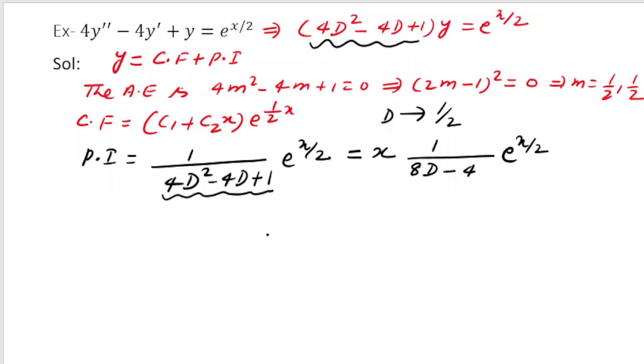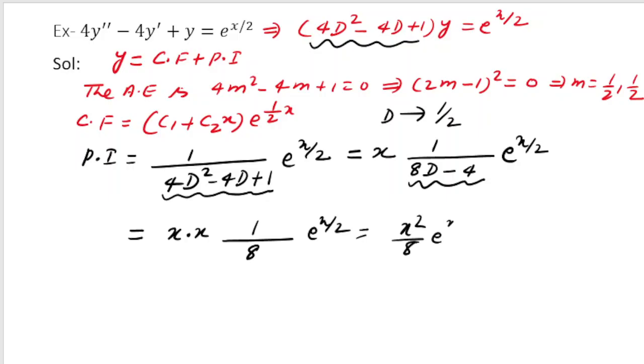Now note one more time that in this case also, if you put D is equal to 1 by 2, you will get 8 into 1 by 2, that is 4, minus 4, so you will again get 0. So you can't again replace D by 1 by 2. So you have to repeat the same process. You have to multiply by x again in the beginning. So x is already there, we multiplied by another x, and then we repeated the same thing. We are going to differentiate this, so I'll be getting 8 e to the power x by 2. Now we already have got rid of the differential term. So what we got is x square by 8 e to the power x by 2.